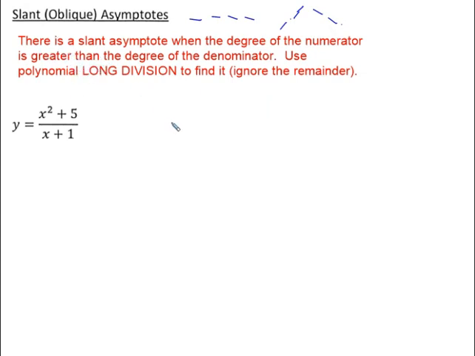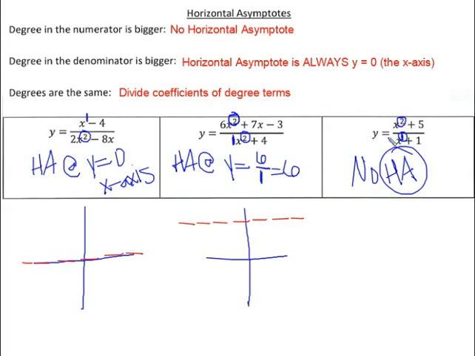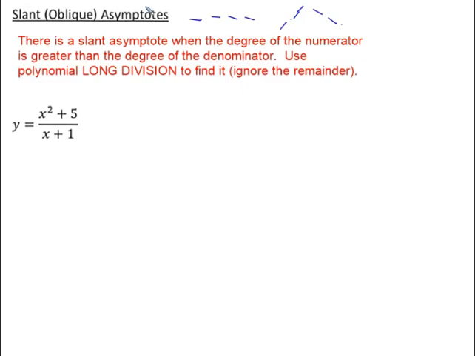Now there is a slant asymptote when the degree of the numerator is greater than the degree of the denominator. So that's exactly what we have here. The degree of the numerator is larger than the degree of the denominator. So it doesn't have any horizontal asymptotes, but it will have a slant asymptote. So in order to find a slant asymptote, with these diagonal lines, we're going to perform long division to find it.